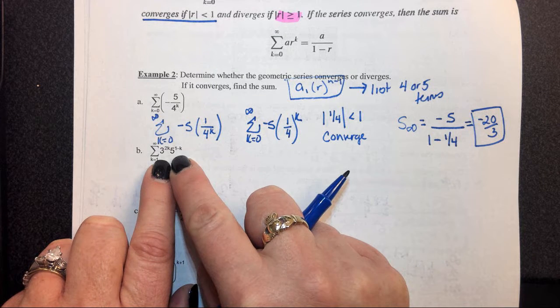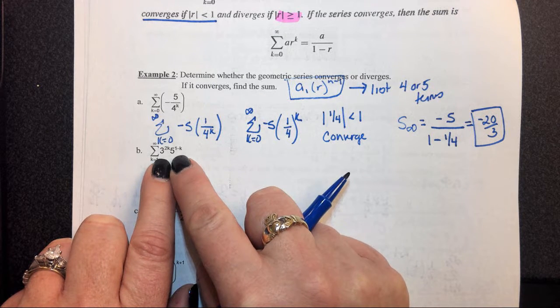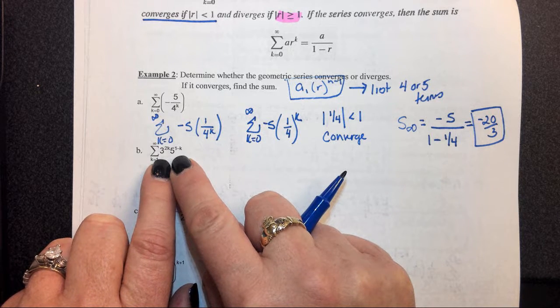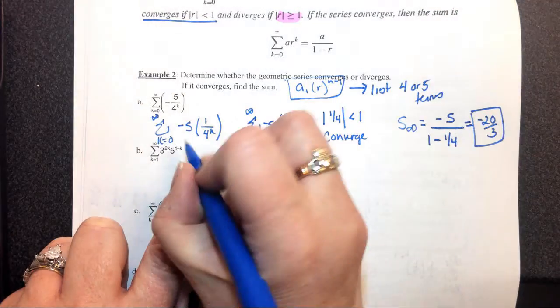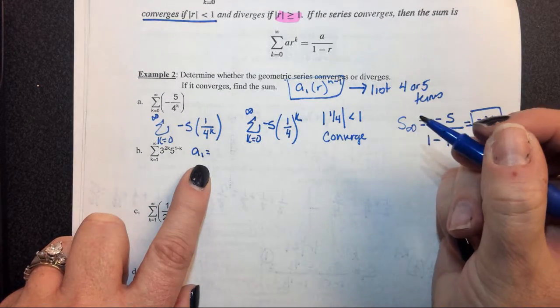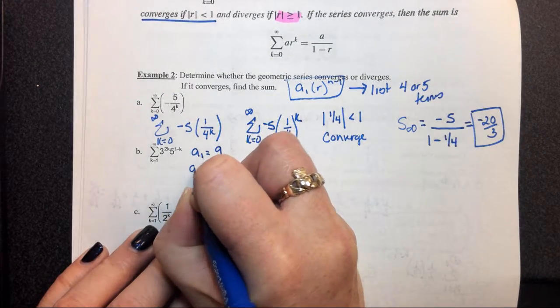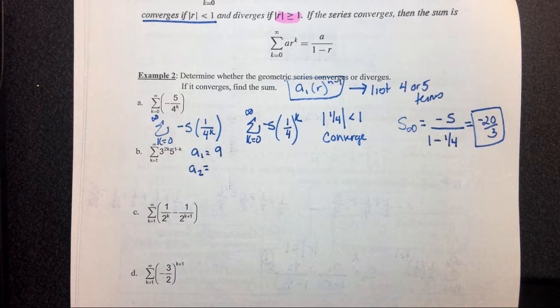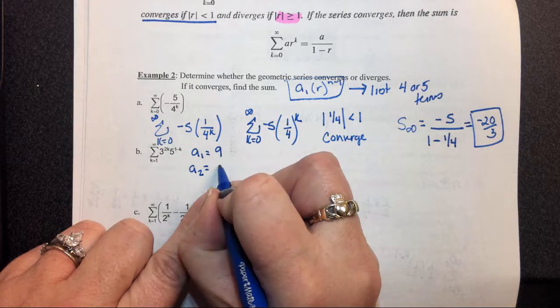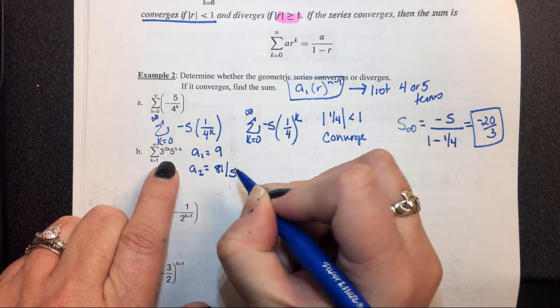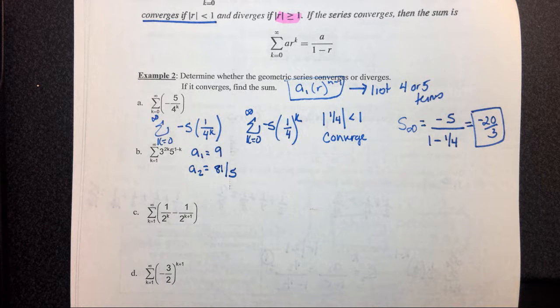3 times 3 raised to the 2k power, times 5 raised to the 1 minus k power. Again, this is one where you may want to just write out the first couple terms. What is your first term going to be? 9. Your second term is 81 over 5. So what do you think your common ratio is going to be?